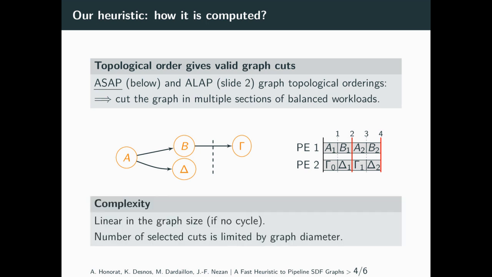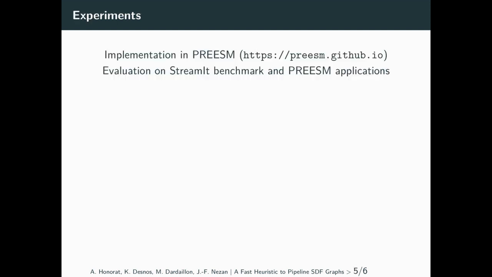Our heuristic is highly scalable, since it only requires a few graph traversals. Also, the number of selected cuts is limited by the graph diameter. We have implemented our heuristic in the Prism open source framework. We have used the StreamIt benchmark and a few of our own applications to evaluate it. The list scheduler measures the speedup.